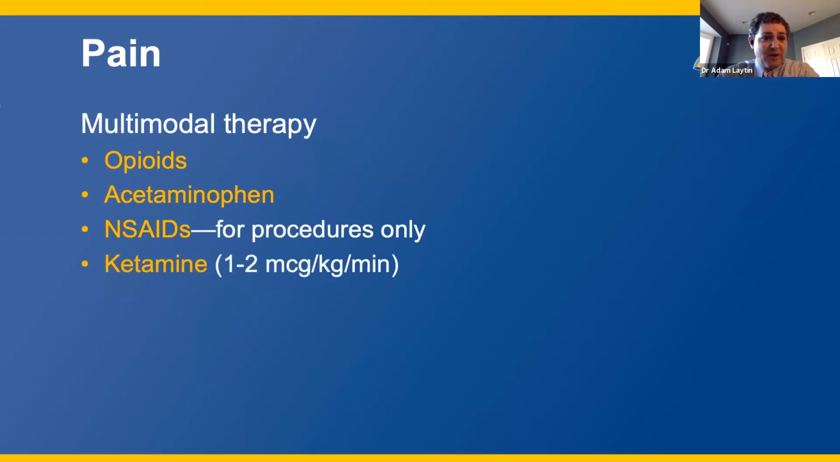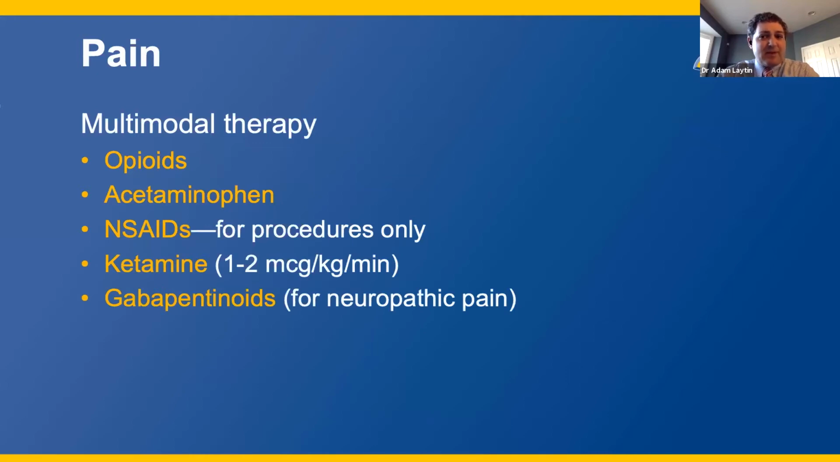Low-dose ketamine, and we're talking about 1 or 2 mics per kilo per minute, so it's sub-dissociative dosing, can be another useful and data-supported adjunct to opioids. And then for neuropathic pain specifically, gabapentinoids can be helpful. Although with gabapentinoids, there is a risk of increased sedation. They may contribute to delirium, and for non-neuropathic pain, are less likely to be effective.